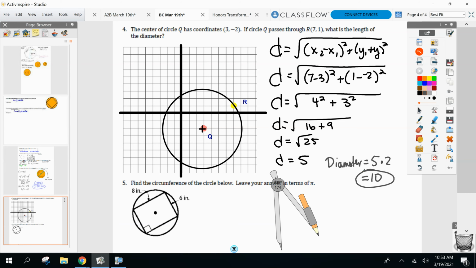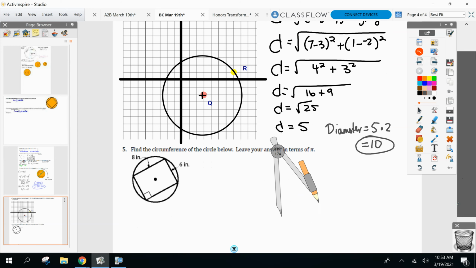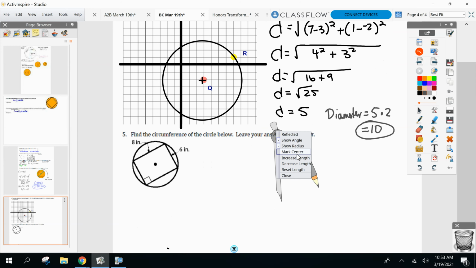All righty. Questions from you guys there? And I think I'm going to let you do 5 on your own. That is a rectangle. That is a rectangle, everybody. Leave your answer in terms of pi.